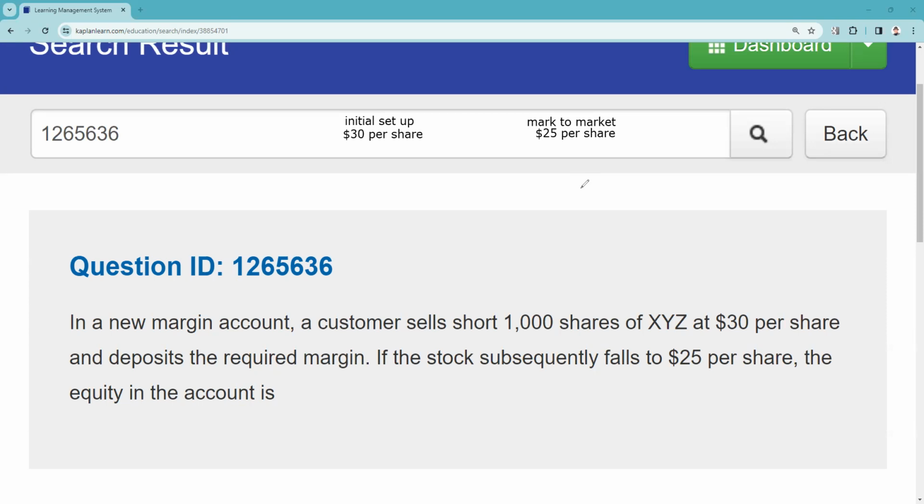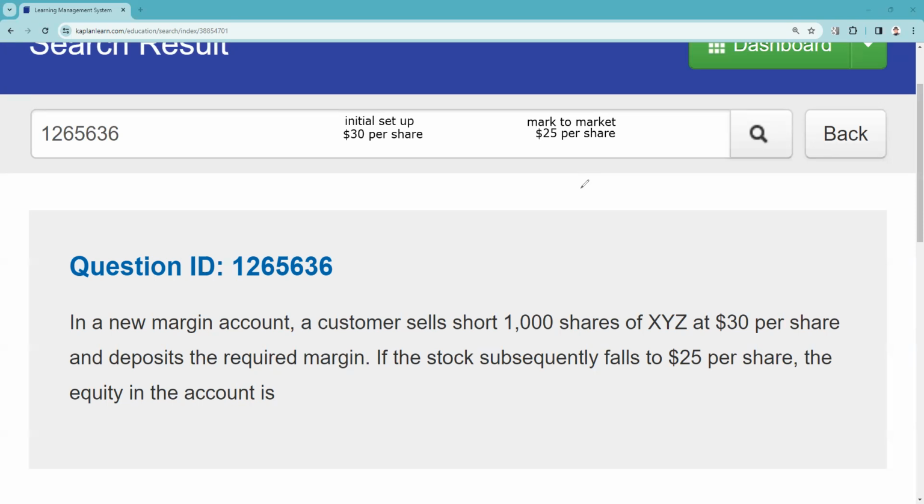It's easier if it's Kaplan because you can send me the QID, like this one was sent from the test taker: 1265636. I would tell you not to overdose on margin questions, three or four max. But I would know the classical margin equation. All right, let's get started on this question.